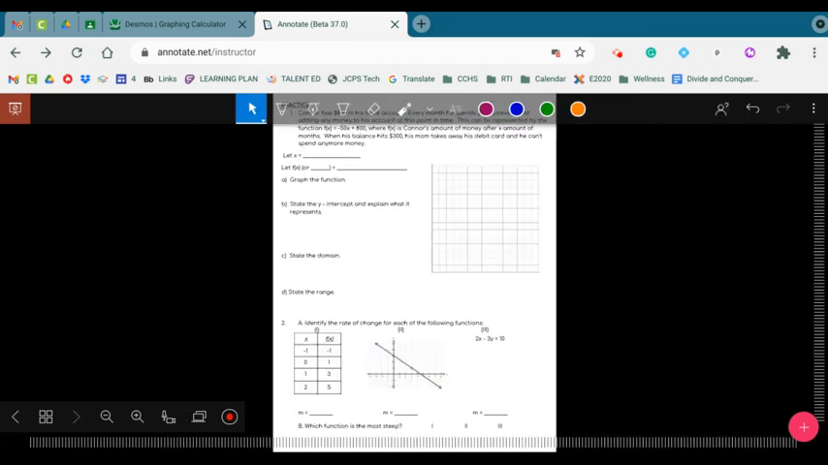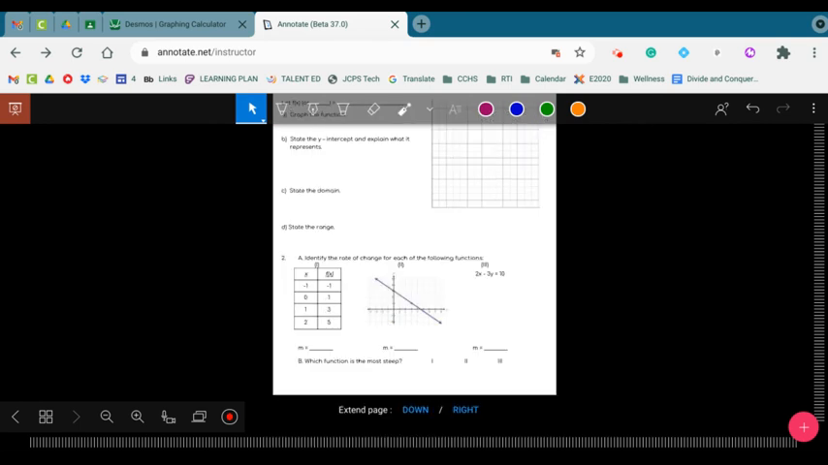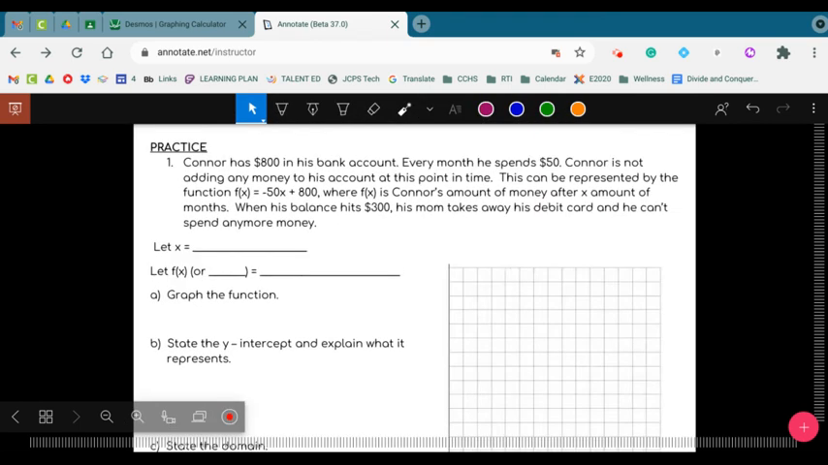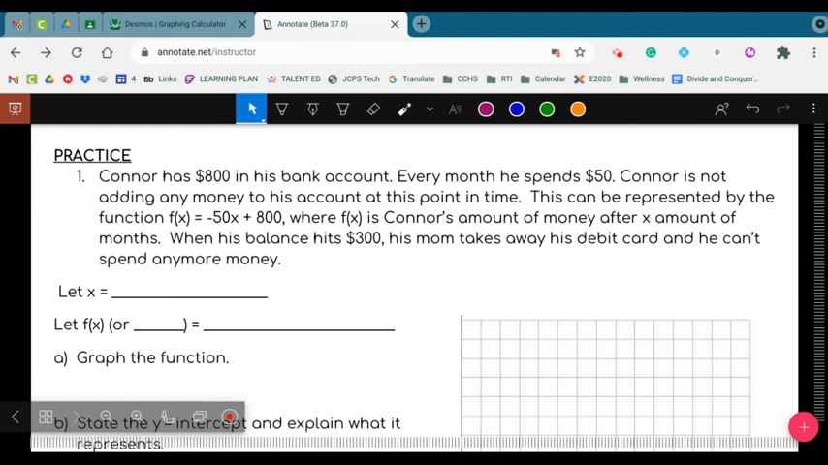Okay, let's go to the back side, which I think is just review. Yeah, we have one of our word problems and then kind of reviewing finding slope again. Okay, it says Connor has $800 in his bank account.